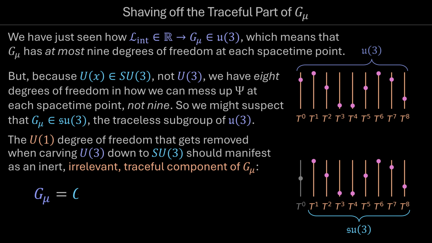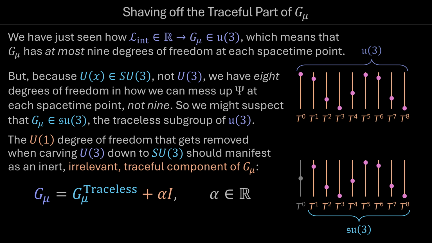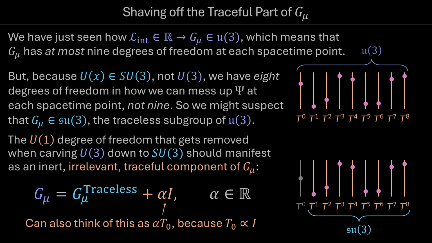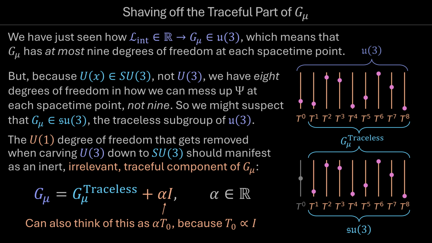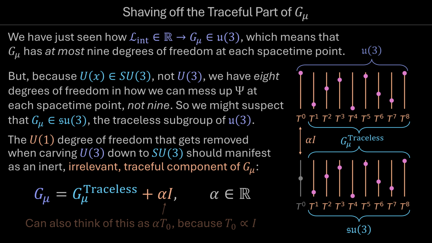And specifically, the way we can write that is that the components of our gauge field G mu can be thought of as their traceless component plus alpha times the identity matrix, where alpha is a real number. So this blue term here, G mu traceless, think of that as a component of the gauge field that lives in SU3 and has this 8-dimensional habitat that it resides within. And then that orange term plus alpha I is some distance alpha along the direction of the identity matrix that is along the traceful generator of the Lie algebra of U3.